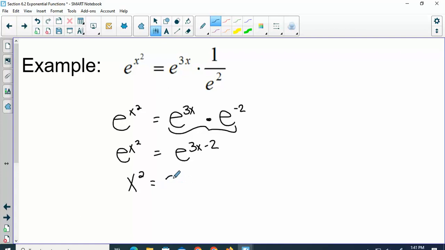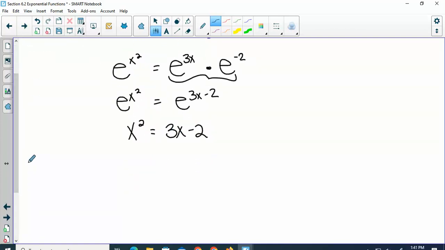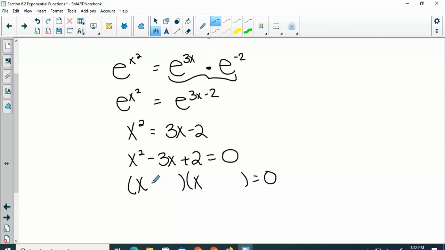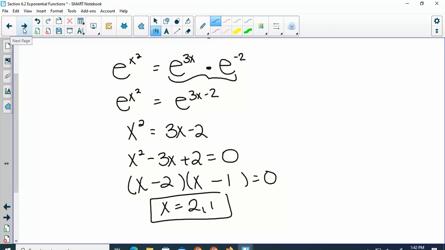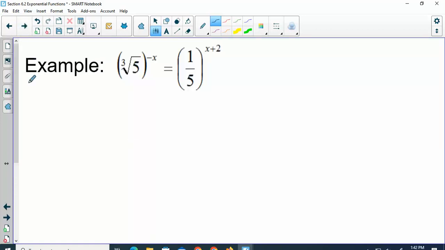So x squared equals 3x minus 2. So we set it equal to 0. Multiply to positive 2, add to negative 3. Negative 2 and negative 1. We're going to do one more together and then I'm going to give you guys a couple to try.